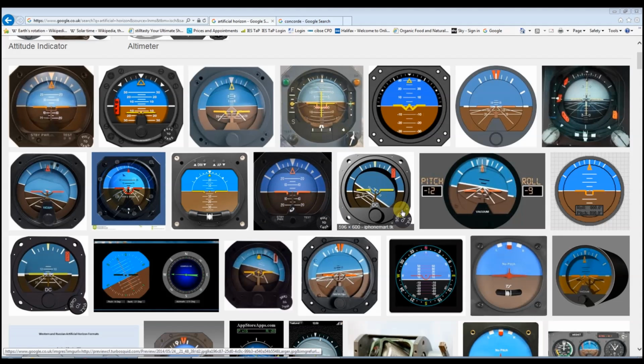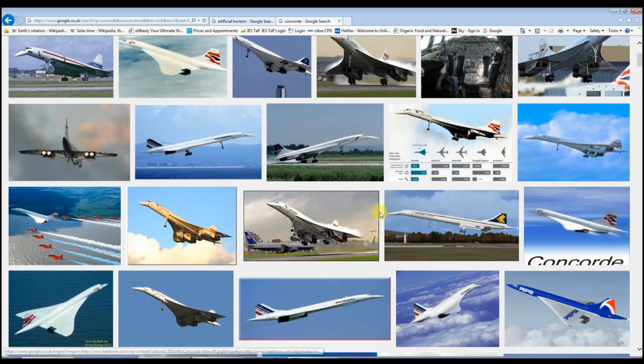Hi there, this is a follow-up to my first Horizon video, and in this video I'm going to be discussing these instruments which you'll find in the cockpit of almost every aircraft in the world. It's the Artificial Horizon. I'm also going to be talking about this aircraft.